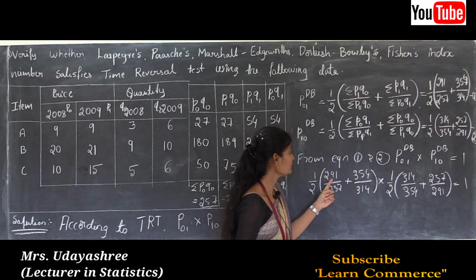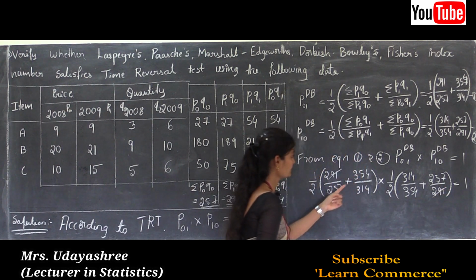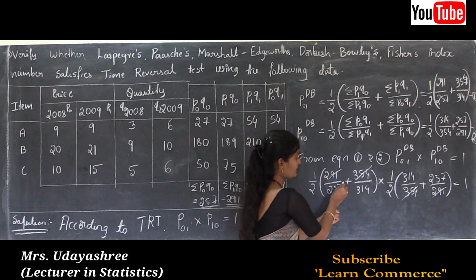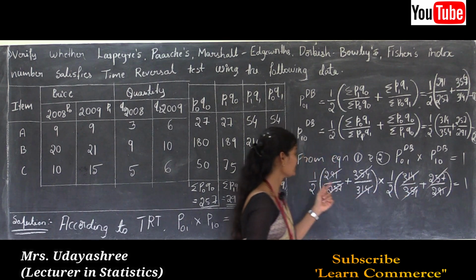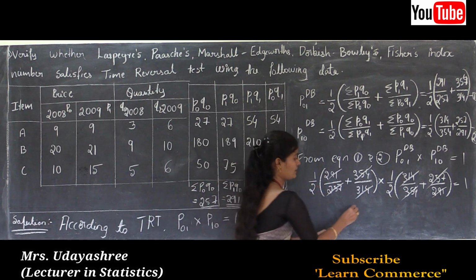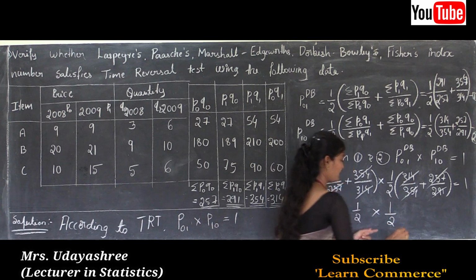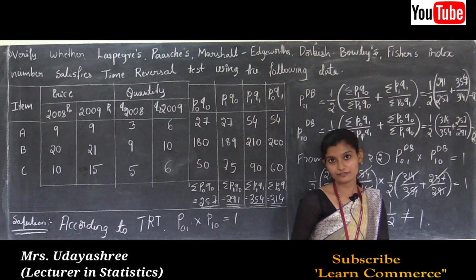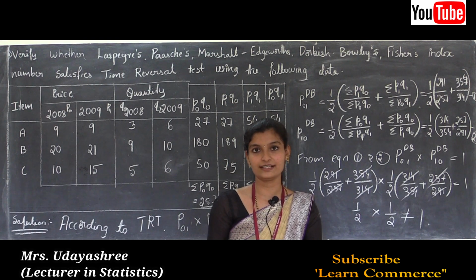Here 291 is cancelled with 291, 354 cancelled with this term, 257 also cancelled with this, and 314 also cancelled. Here the remaining terms are half, and here also half. Half into half is not equal to 1. Therefore, the Drobisch-Bowley price index number does not satisfy the time reversal test.